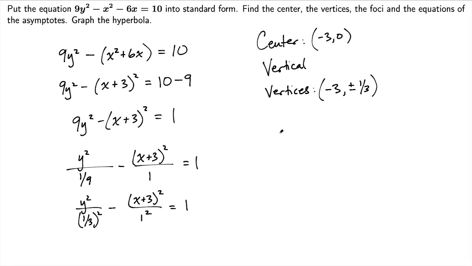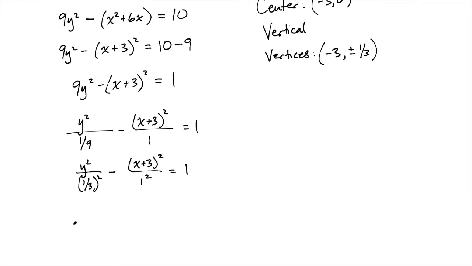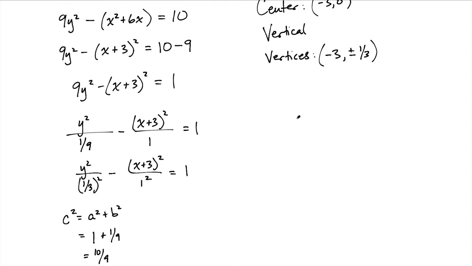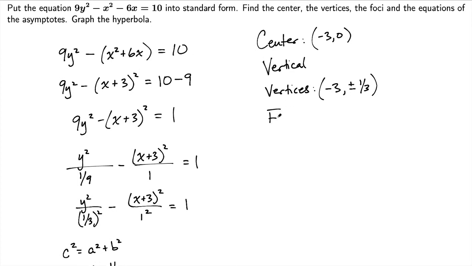For the foci, we need to find c. So for c, we have c squared equals a squared plus b squared, which is 1 plus 1/9, or 10/9. So c is root 10 over 3. So for our foci, again, it's the same form. We take the x coordinate of the center and then plus or minus c, which is root 10 over 3.